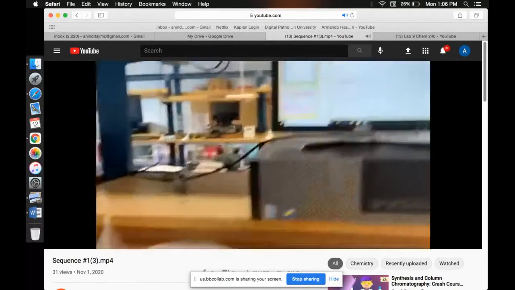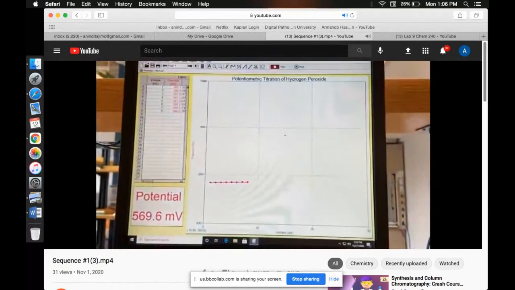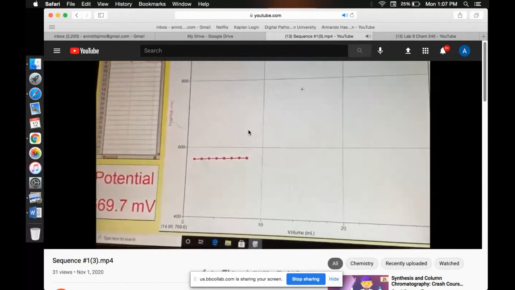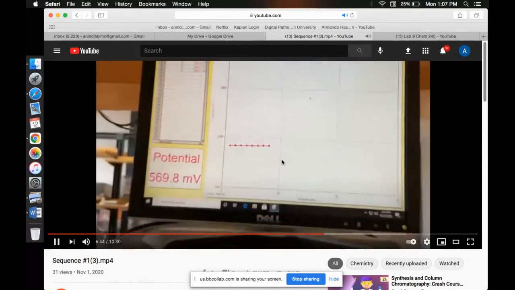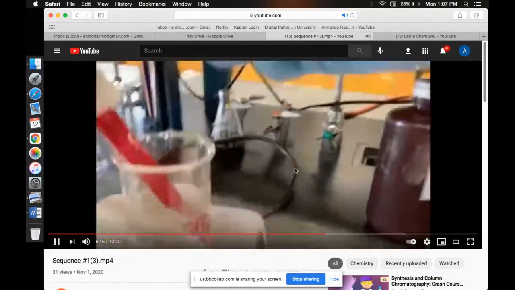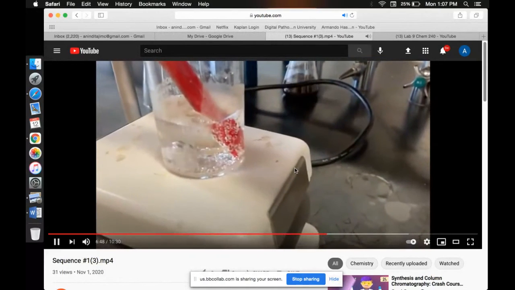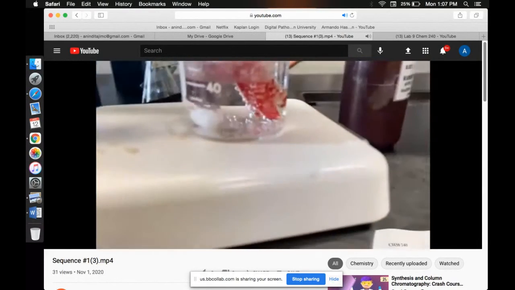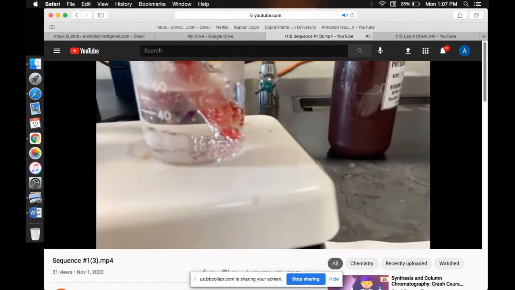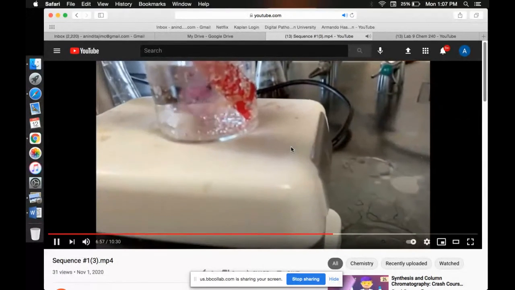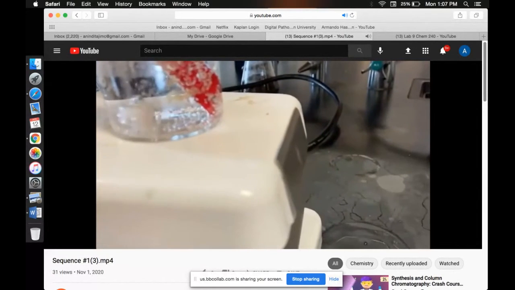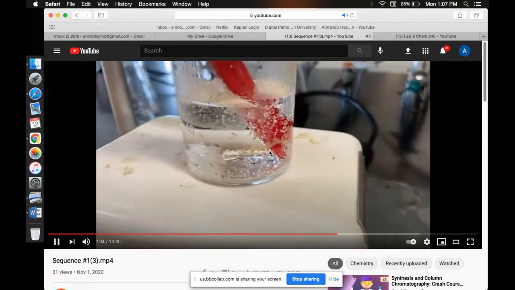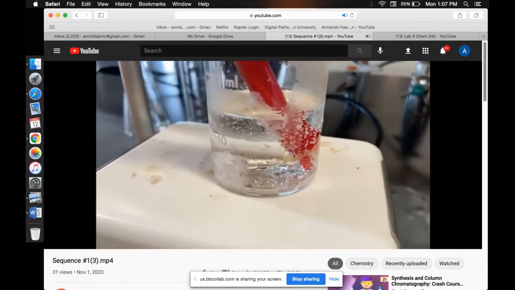So till now I have actually added 8 ml. As you can see here, the oxidation reduction potential is not actually changing that much. And one more thing I want to show you: once I am adding the KMnO4, you see they are forming bubbles, right? You see they are forming a lot of bubbles, right? So do you know what those bubbles actually are? These bubbles are nothing but oxygen, right?